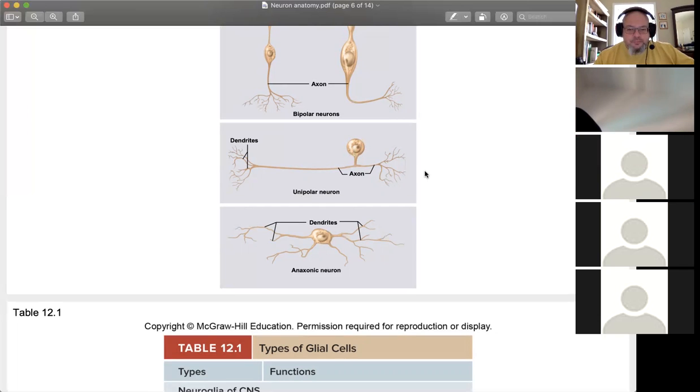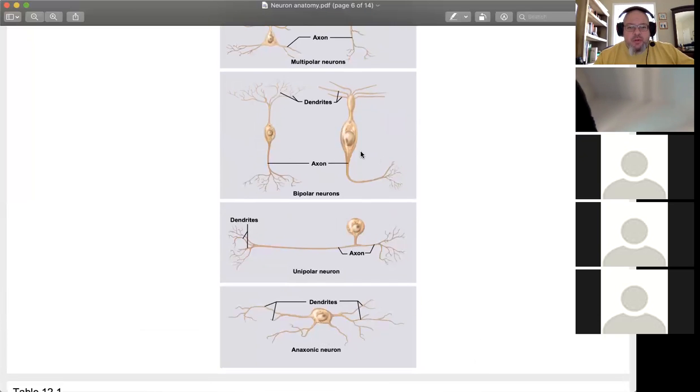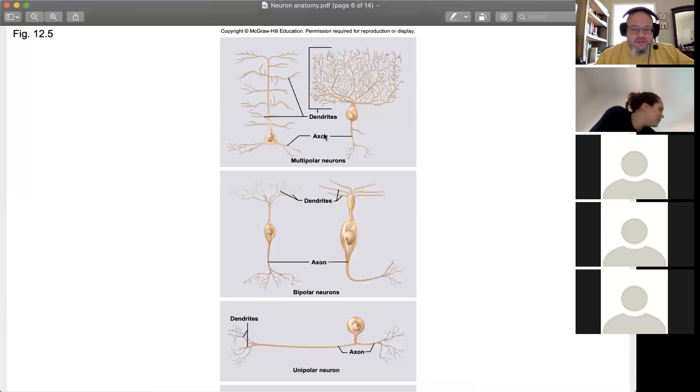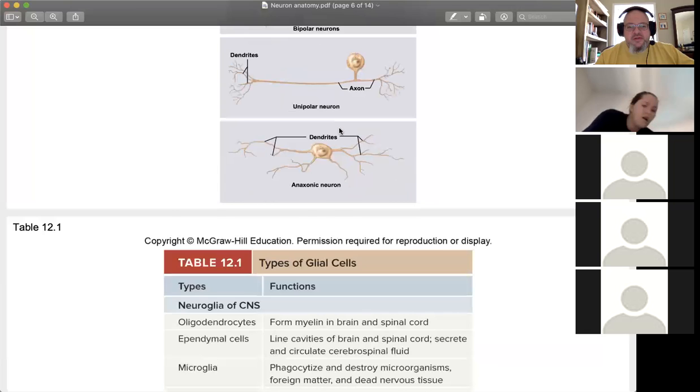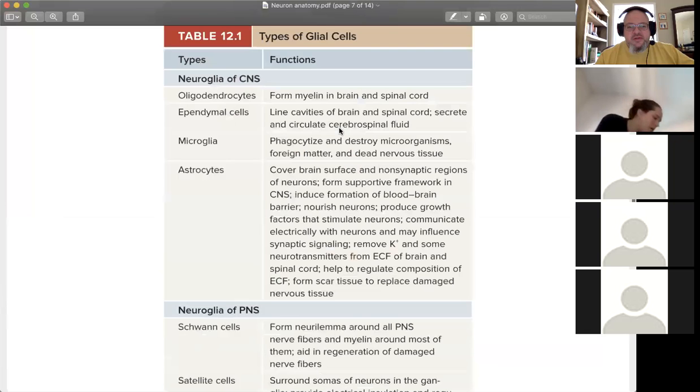Okay, so this is typical of a sensory neuron. This bipolar is typical of a neuron that you'll see within the retina or various parts of the central nervous system. And these multipolar neurons are very typical of what you see from motor neurons.